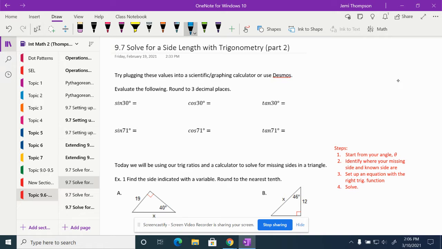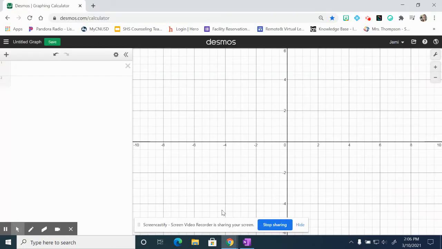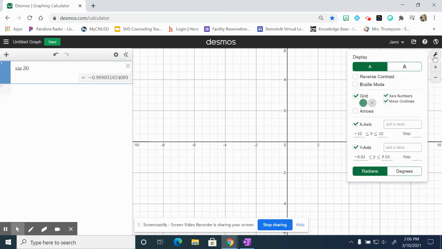So this very first problem right here, I have the sine of 30 degrees. On whatever device you're going to use, I need you to punch in the sine of 30 degrees. I'm going to be using Desmos. When I type in the sine of 30, I know that that's the wrong answer because I've been doing this a long time. I'm going to show you how to change it. Over on the right-hand side, you're going to see this little graph setting, this little wrench. I'm going to click it. And on the very bottom, you'll see a green highlight on radians. I need my answers in degrees.